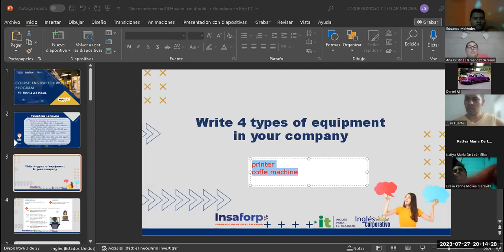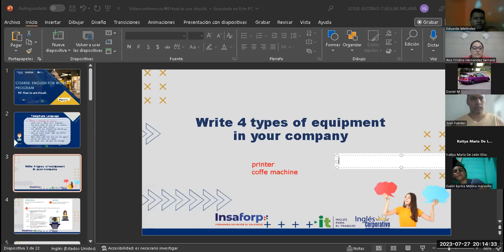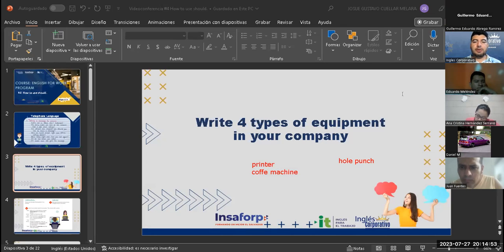Let me check this. You can say hole punch, en el caso de perforador. Puedes decirlo así, hole punch, porque stapler es grapadora y tenemos otro, ¿verdad? Que se han hablado como printer and some other. So, thank you, and we're going to talk about some equipment that everybody has in his or her workplace, that depends on the nature of every company, right?